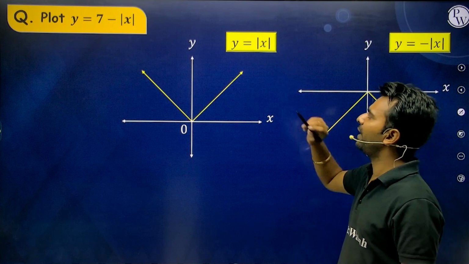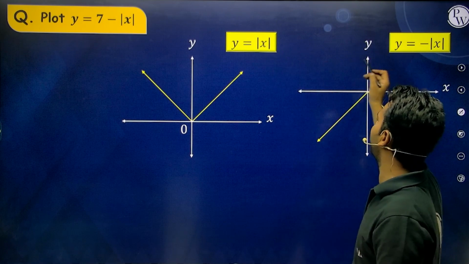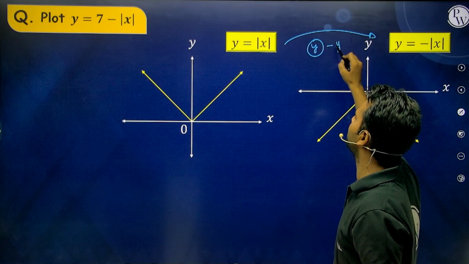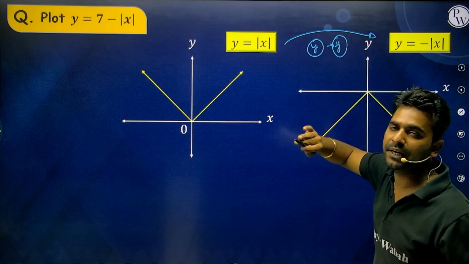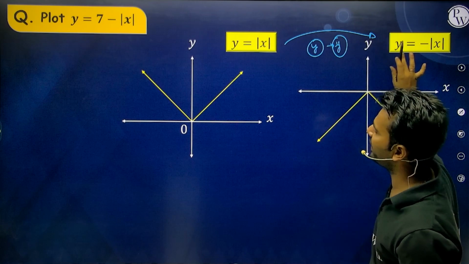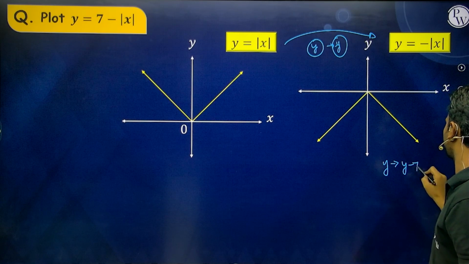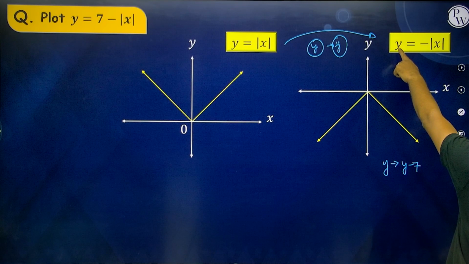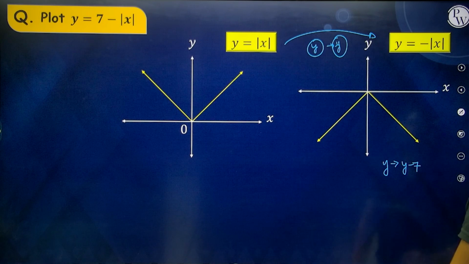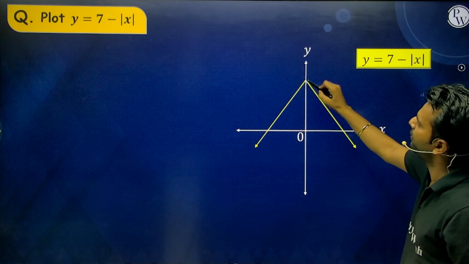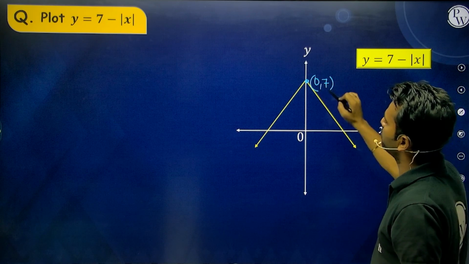If we are talking about y equal to mod x, then y equal to minus mod x will take place like this, because y needed to be replaced by minus y, and whenever y is replaced by minus y, we have seen that mirror image about the x-axis takes place. Now once we have drawn this, if we replace y by y minus 7, then it will become y equal to 7 minus mod x. So to go from this graph to this graph, we need to shift this graph up by 7 units. Simply do this, and you get the graph of y equal to 7 minus mod x.